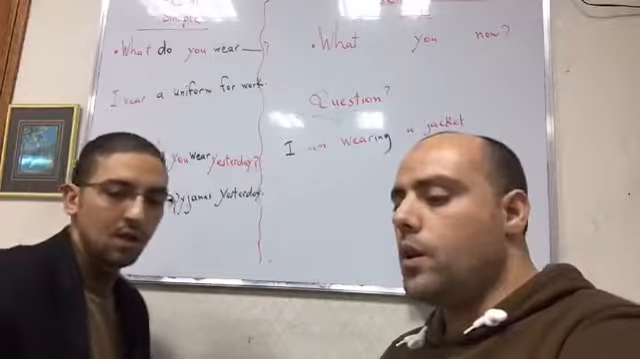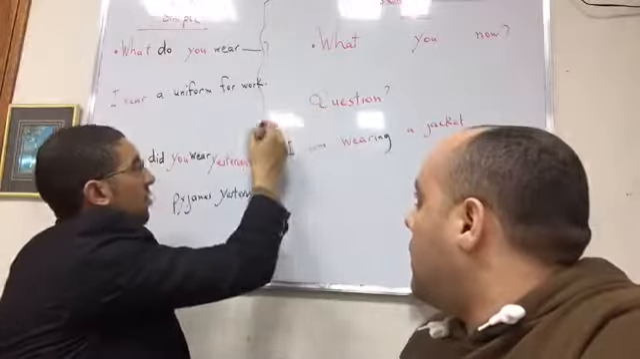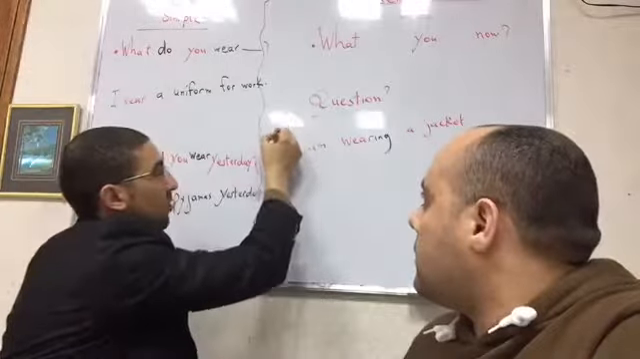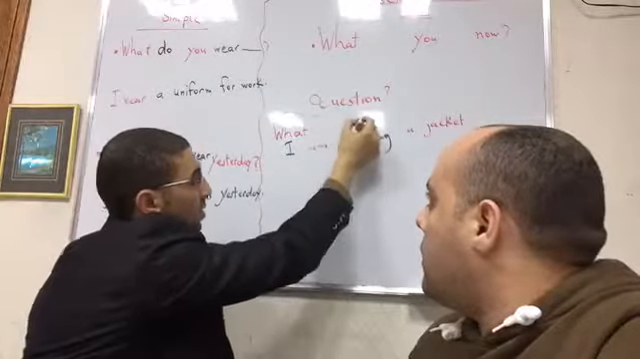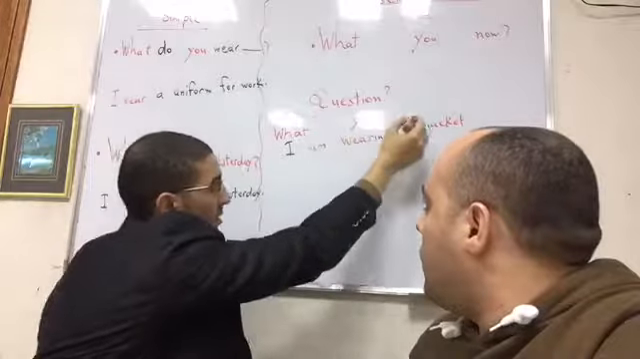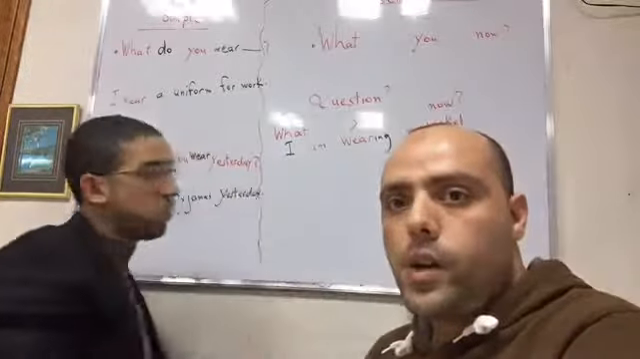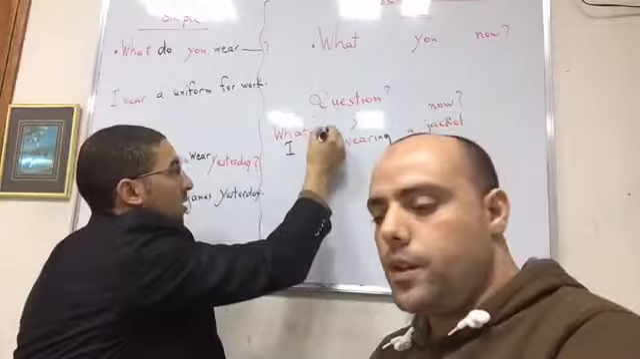It's going to be, what are you wearing? Yes. What we're not going to use is do. Here we use do. Here we use did. And here we're going to use verb to be as a helping verb, and we say what? What are you wearing? Yes. So you can say that. What are you wearing now?